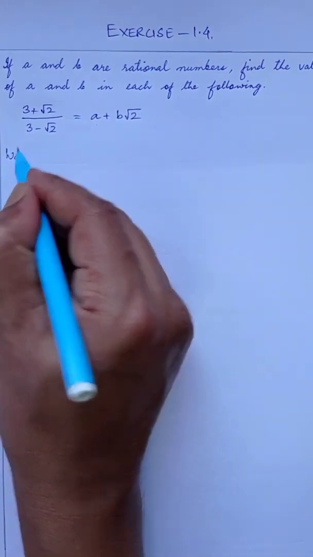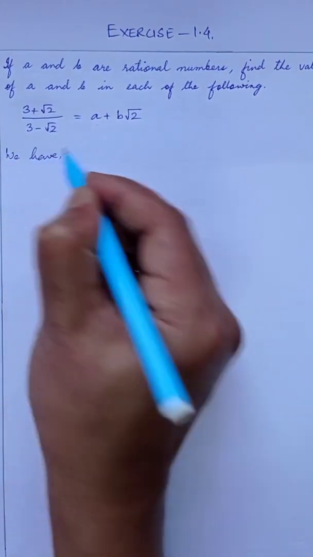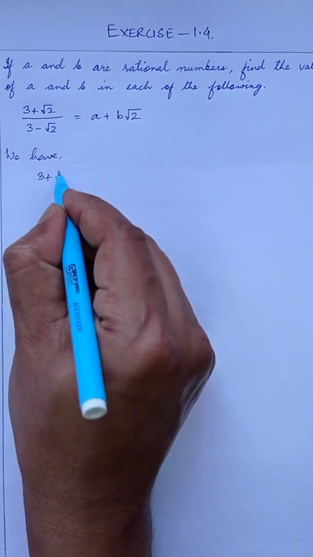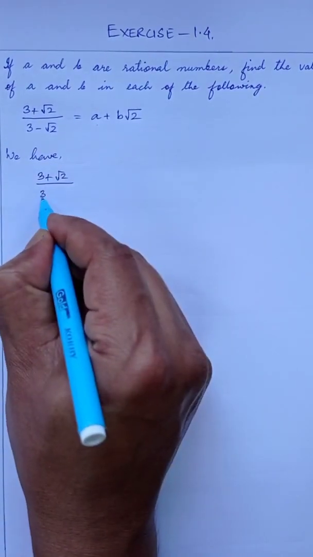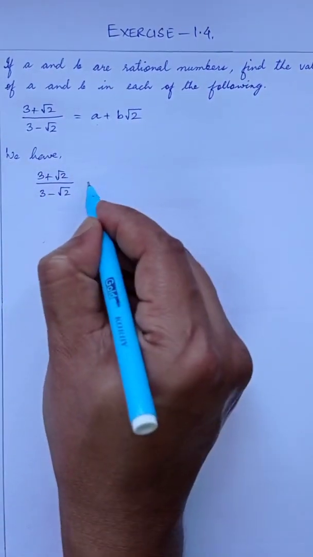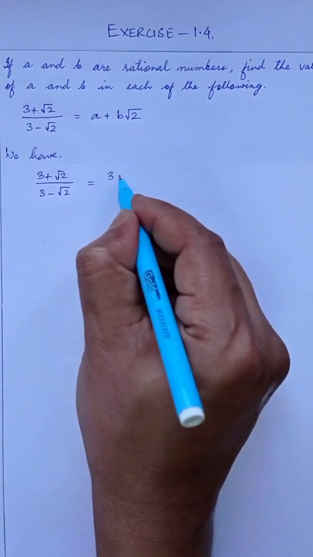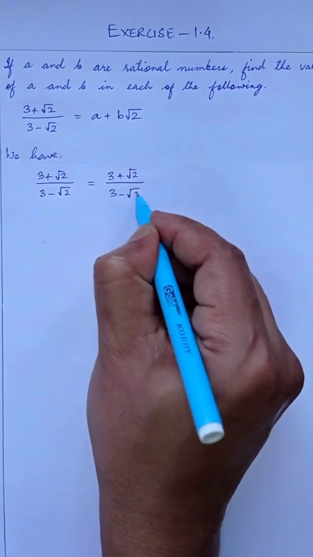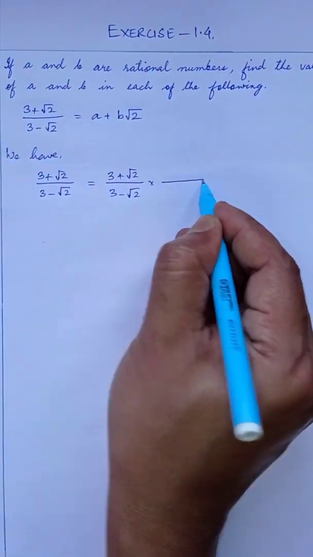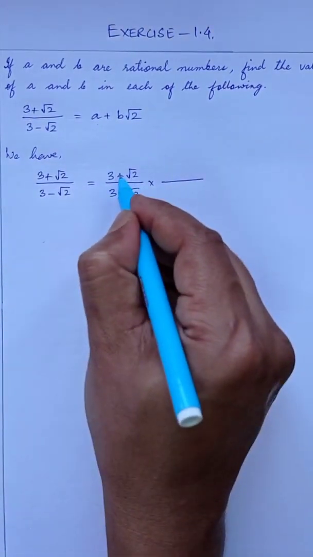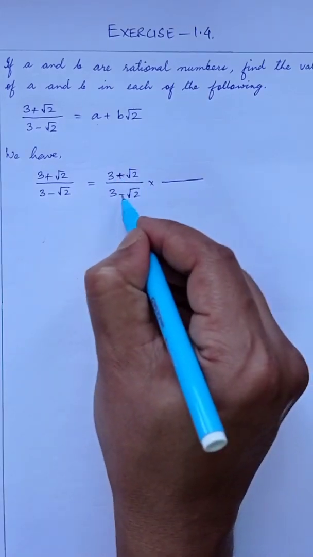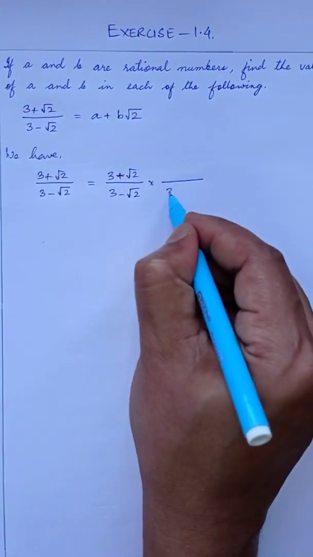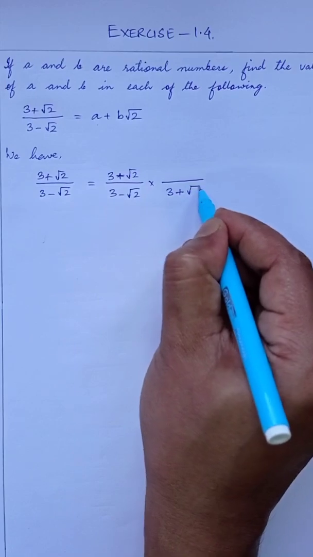We have 3 plus root 2 by 3 minus root 2. This is equal to 3 plus root 2 by 3 minus root 2 multiplied by, as we are going to rationalize this, I hope you remember how to rationalize it. We use the same number with the opposite sign.